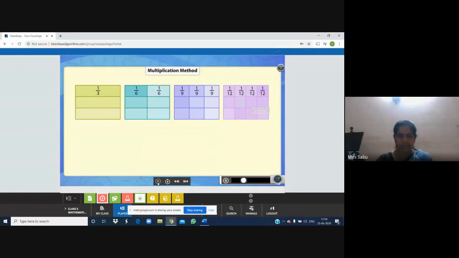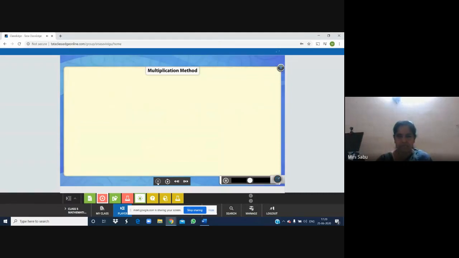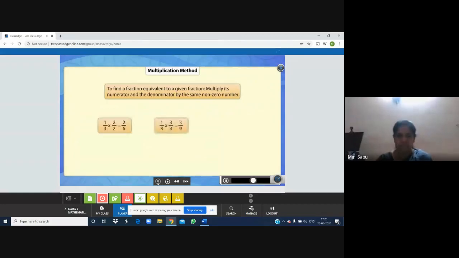Similarly, multiplying the numerator and denominator of 1 upon 3 by 3, we get 3 upon 9, which is the third equivalent fraction. And on multiplying by 4, we will get 4 upon 12. This means that to find a fraction equivalent to a given fraction, we must multiply its numerator and the denominator by the same non-zero number.